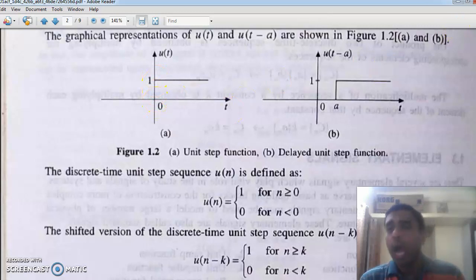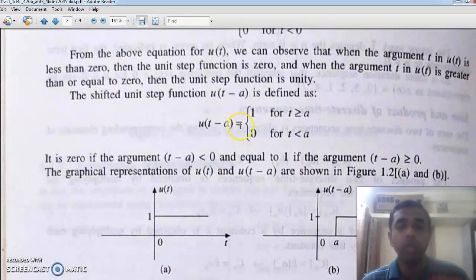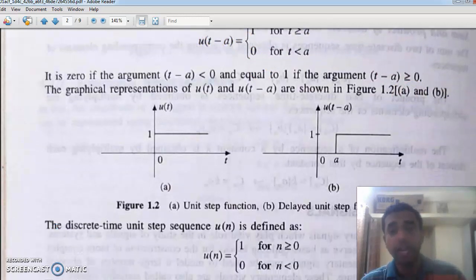Now I have another signal here that is again a unit step function, but you can see that instead of t it is u of t minus a. That is, its argument is t minus a. Now we have to identify where it starts. See where it starts: I told you the argument should be equated to 0. That means t minus a should be equated to 0. So when I make t minus a equal to 0, that means t is equal to a.